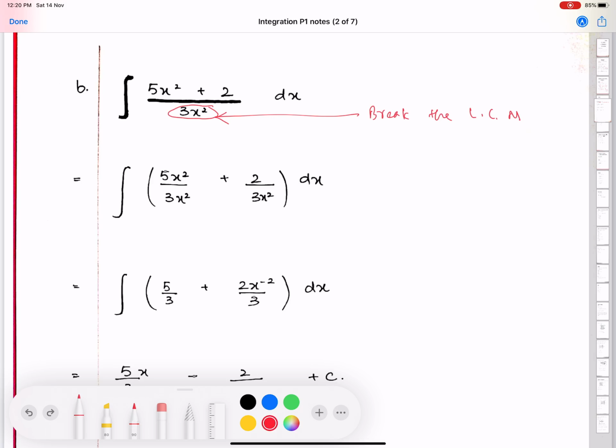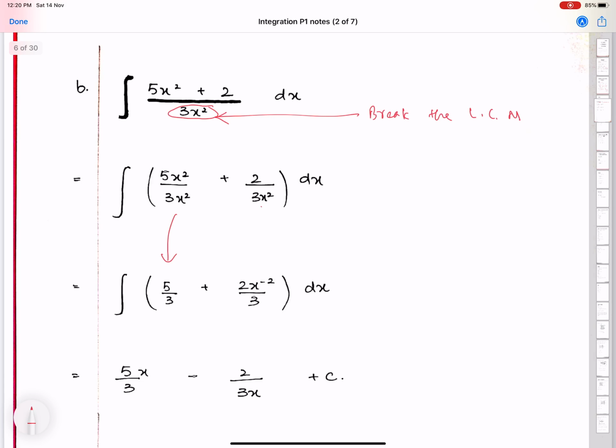Now get the simplified form of this and this as well. Here you have to bring x in the numerator, x power 2. Now you can integrate this. This is the constant. So whenever you integrate a constant, you write x with the constant. And we have done the integration of this x power minus 2 in the last example. You know how to integrate this.